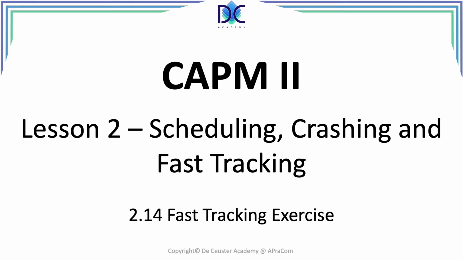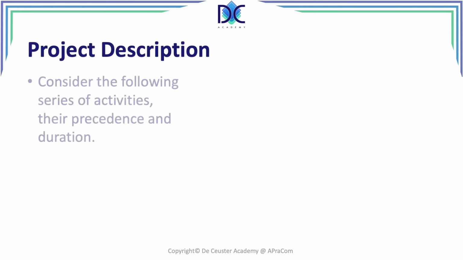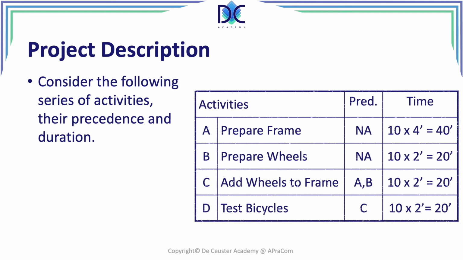Let's have a look at this new exercise related to fast tracking. We look at a simple project, and we have the following series of activities and their precedence and duration. We are building a bicycle and we have 4 activities. A is to prepare the frame. There is no predecessor for this. We are preparing 10 frames, and the preparation of a frame takes 4 minutes. So the total activity time is 40 minutes.